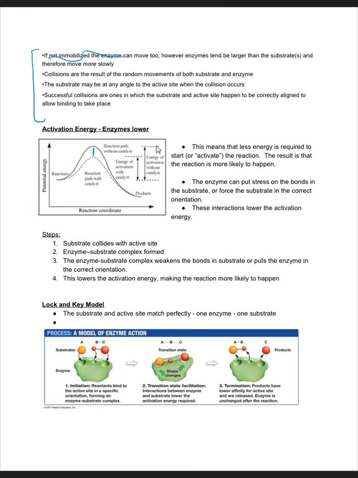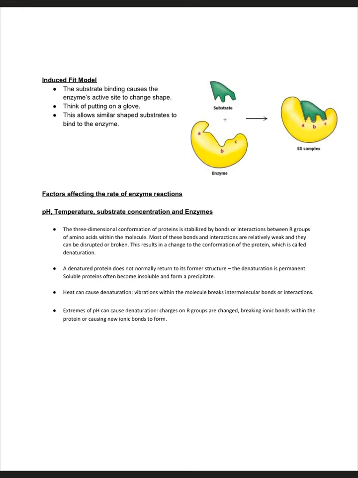We talked about how activation energy is lowered in enzymes, making the reactions more likely to happen. We looked at the steps, right? So the substrate collides with the active site in the right shape and orientation. That creates the enzyme-substrate complex. The chemical reaction can occur, and we get the products here. But notice the enzyme doesn't change shape. The induced fit model basically works in a very similar way, except that the active site here changes shape to match that. Okay?